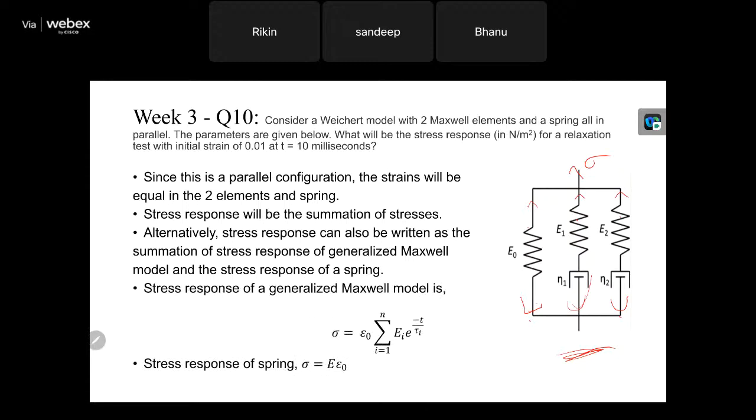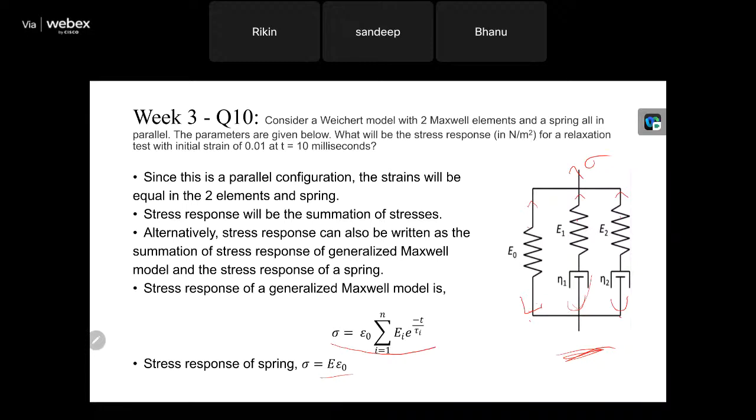If we look at the equation, for a generalized Maxwell model, this is the stress response. Here, since we have two elements, n is equal to 2. And the stress response of the spring will be simply E into epsilon naught. If you add these two, you'll get the total stress response. Since you have been given the values of all the springs and dampers, you can easily find the answer.